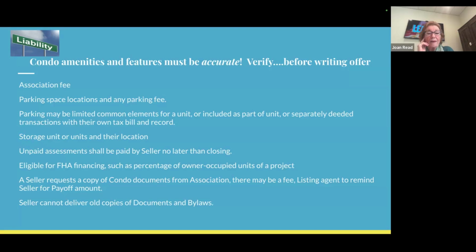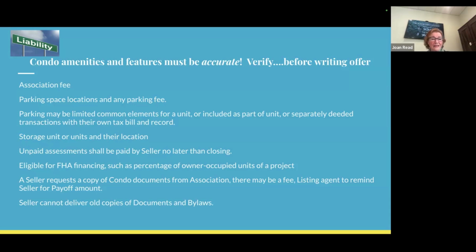Unpaid assessments shall be paid by seller no later than closing. Eligible for FHA financing, such as the percentage of owner-occupied units of a project. Make sure you check into that availability with the condo association. A seller requests a copy of the condo documents from the association. There may be a fee. Listing agent, remind the seller of the payoff amount. Some sellers have a built-up payment that they're due, and they have to do that payoff amount, obviously, before closing. Seller cannot deliver old copies of the documents and bylaws.